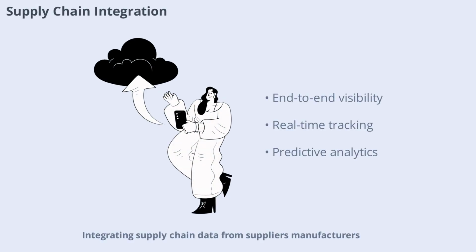Integrating supply chain data from suppliers, manufacturers, and distributors provides end-to-end visibility into operations. This enables organizations to optimize inventory, reduce costs, and respond quickly to changes in demand. Supply chain integration also supports real-time tracking, predictive analytics, and improved collaboration with partners. Effective integration is key to building resilient and agile supply chains.